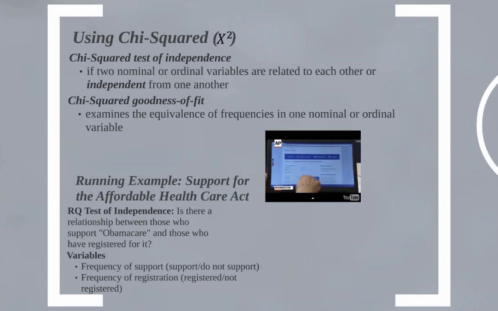So let's say, we'll talk about the data down the road a little bit, but let's say we polled 100 different people, right? So we'd be looking at the number of people for each of these 4 different categories: people who are registered and support it, people who are registered and do not support it, people who are not registered and support it, and people who are not registered and do not support it, right? And we would be comparing across those 4 categories to see if there's a relationship between the 2 variables.